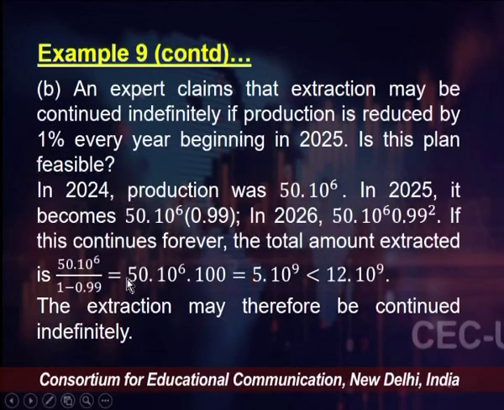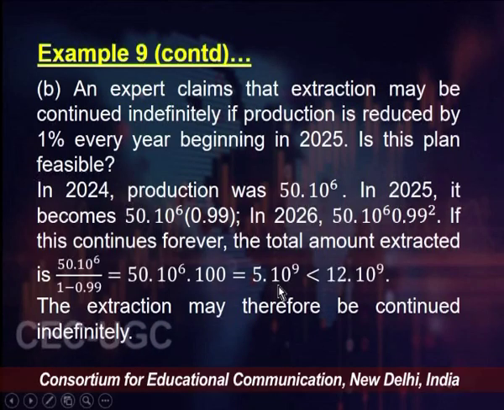And if you look at this sum, this turns out to be 5 into 10 to the power 9, which is clearly less than the total stock of oil and gas reserves, which is 12 into 10 to the power 9. So clearly with this kind of extraction plan, you can go on with the extraction process indefinitely, and that is clearly a more environmentally friendly way to use a particular resource.